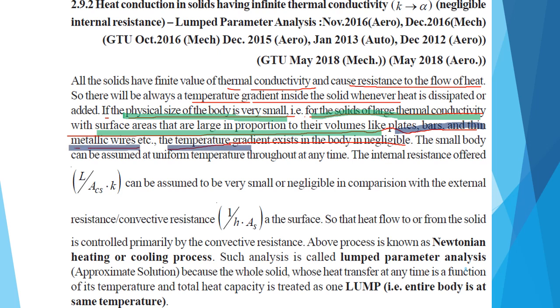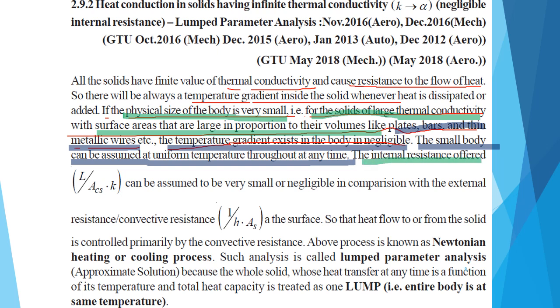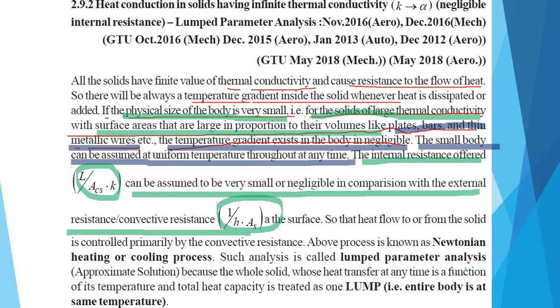In this case the temperature gradient is negligible, and for this kind of small body uniform temperature is observed throughout the time. It means the internal resistance offered, that is L upon AK for the Cartesian coordinate system, is assumed to be very small or negligible compared to the external resistance, that is the convection resistance of the surface. So we can say the convective resistance is the controlling resistance of the heat transfer.